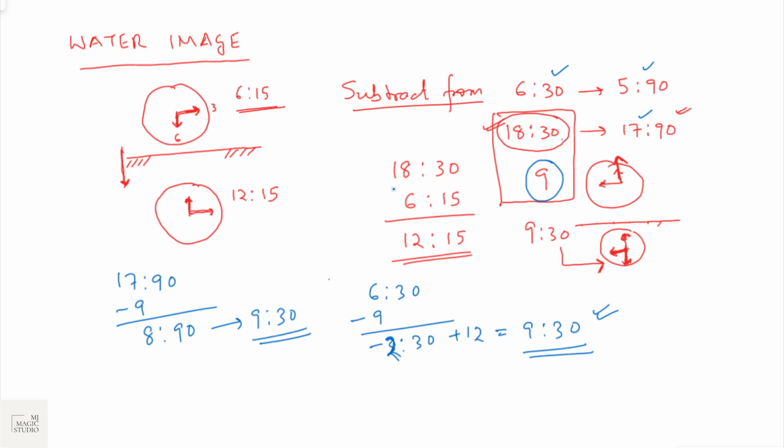But if they ask you what is the water image of 9:50, don't subtract it from 18:30, subtract it from 17:90. 17:90 minus 9:50. 17 minus 9 will give 8, and this will give 40. So in that case, answer would be 8:40 as far as water image is concerned. So what base needs to be taken, it's all up to you to practice and master.